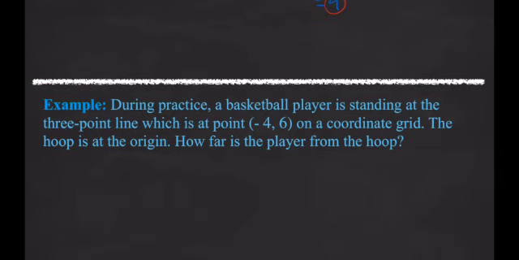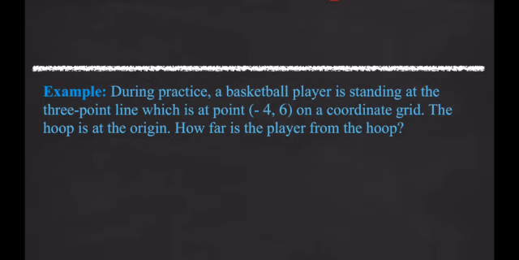Here's another example. During practice, a basketball player is standing at the 3-point line, which is at point -4, 6, at least in this situation. Okay, the coach probably made a grid. That's where he placed the 3-point line on the coordinate grid. The hoop is at the origin, meaning the center of the graph. How far is the player from the hoop?